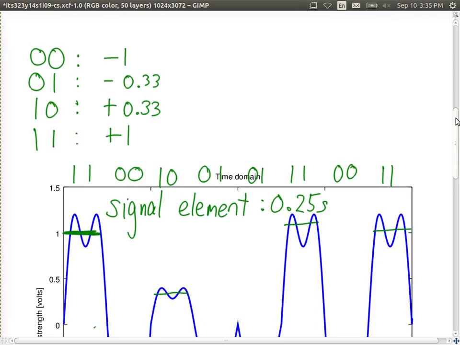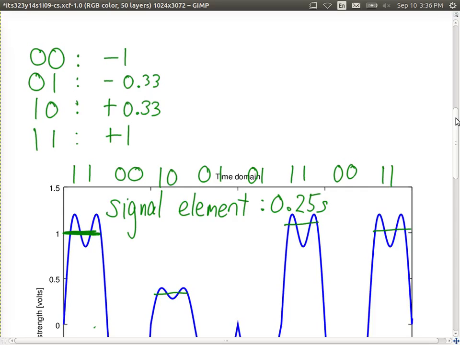In this scheme, there are 4 different magnitudes. Each magnitude or each level represents 2 bits. If I receive one of these 4, I can map it back to the 2 bits. In the previous scheme, we had 2 levels, positive and negative. Each level represented a single bit.